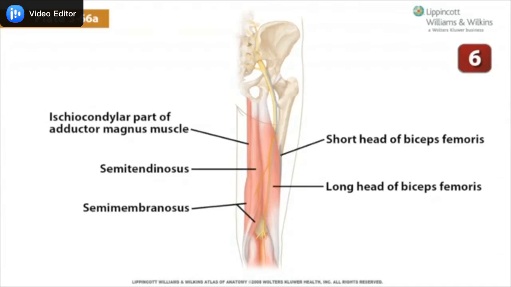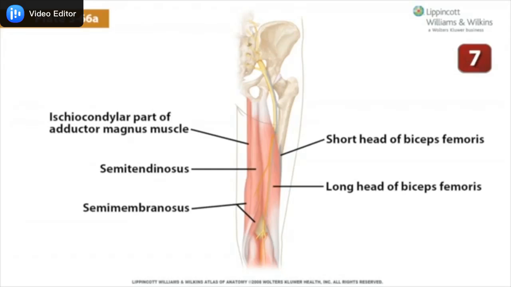4 of the 5 muscles cross the knee and are flexors of the knee joint. They are the semimembranosus, the semitendinosus, and the long and short heads of the biceps femoris. The ischiocondylar portion of the adductor magnus does not flex the knee.